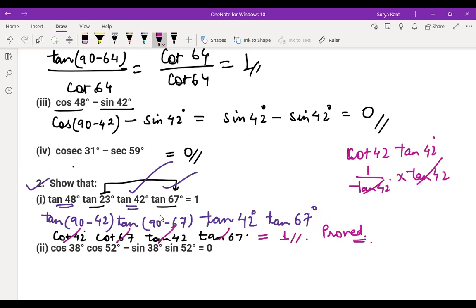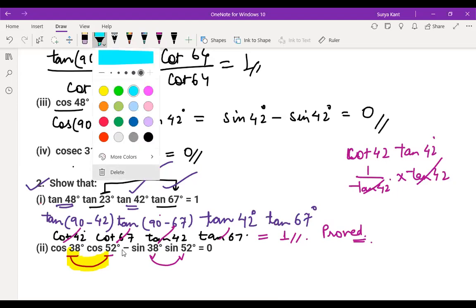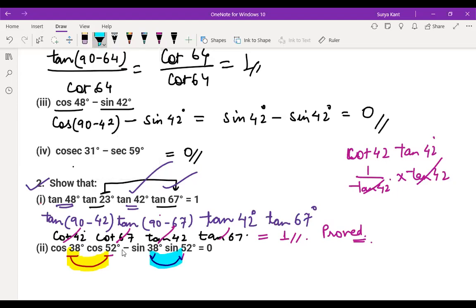So the next part of it is cos 38 degree, cos 52 degree, sin 38 degree, sin 52 degree. So this is a combination of 90 degree and this is a combination of 90 degree. So either you change any one of these two and either you change any of these two. Any one you should change among these two. Okay, I'm writing here one in yellow and one in a different color, that is blue. Any one we have to change.